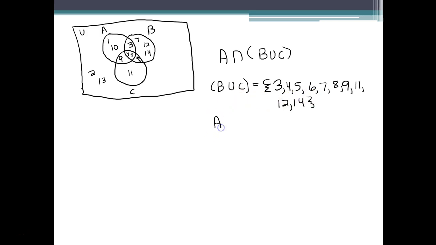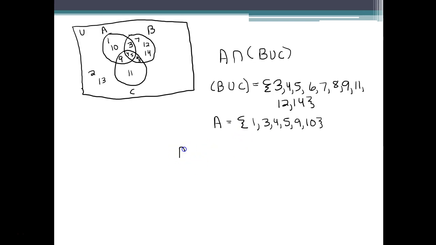And then when we go to do the intersection, we need to make sure we know what's in A. A contains a 1, a 3, a 4, a 5, a 9, a 10. As long as it's within the confines of that A circle, it's fair game for set A. 1, 3, 4, 5, 9, 10.